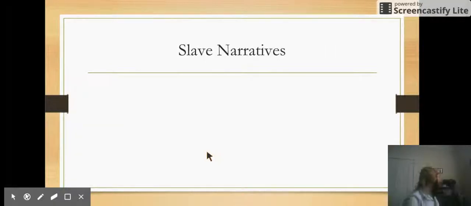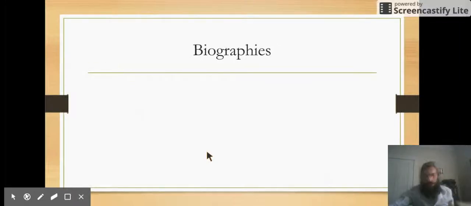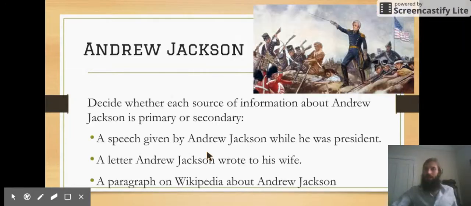Now, I have some sources over here behind me, some more examples. First is a set of slave narratives. Slave narratives are stories written by slaves hundreds of years ago. So, if I want to study slavery and I have slave narratives, I have a primary source. These slaves were actually there when it happened, and so this is a primary source. Now, I also have these books. These are biographies. One is about Thomas Jefferson, and one is about Thomas Edison. These are secondary sources. The people who wrote these books weren't actually there and didn't actually meet these people. They're written after they lived to tell us about them.